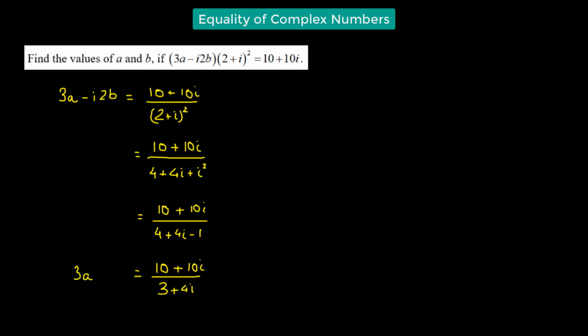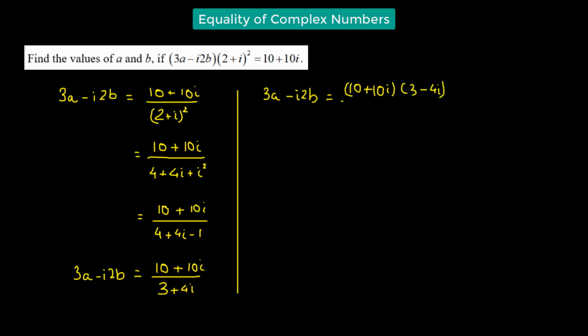So this is 3a minus i times 2b. Now we have to convert 10 plus 10i divided by 3 plus 4i into the standard form a plus ib. So let us do that. So we'll have 3a minus i times 2b equals 10 plus 10i multiplied by the conjugate of the denominator, which is 3 minus 4i, divided by 3 plus 4i multiplied by its conjugate, which is 3 minus 4i.